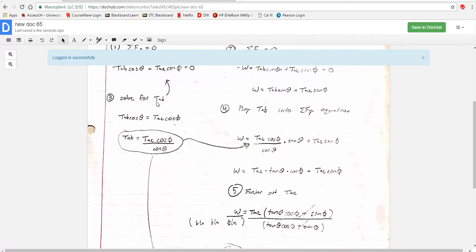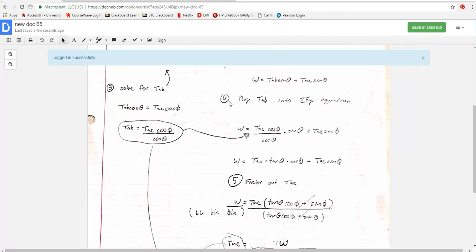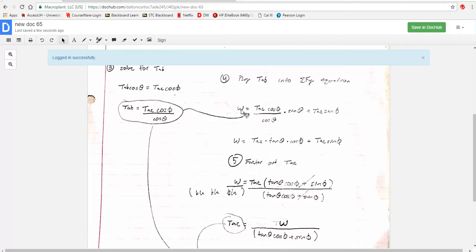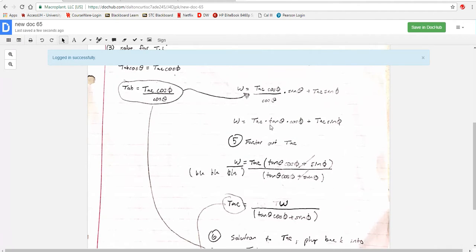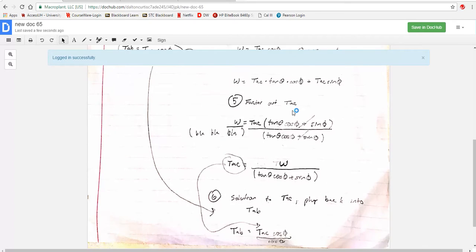The third step is to solve for TAB, and that's how we do that. The fourth step is to plug TAB into the sum of the forces in the y equation. And we do that here. We plug this in right here. And using some algebra, we turn this into this, a little cleaner.